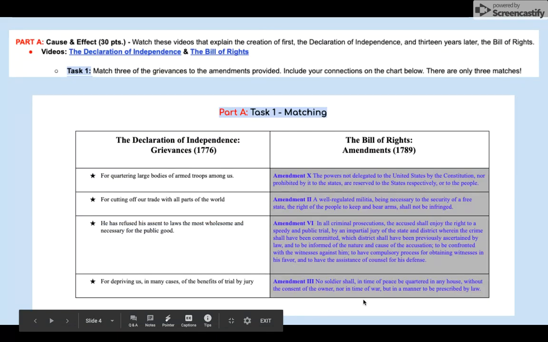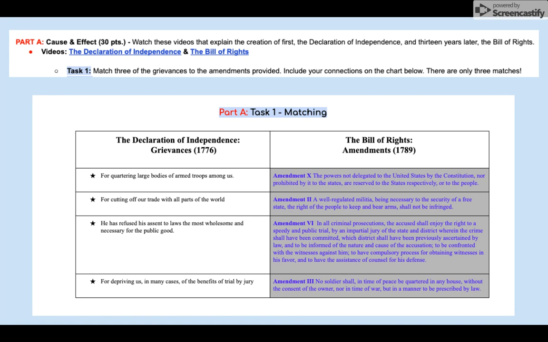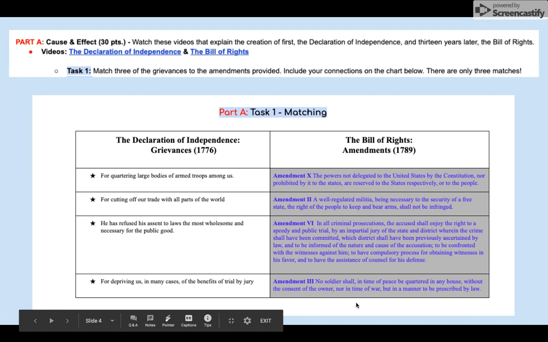So the first part of this assignment is looking at that cause and effect, really looking at these two documents and seeing how the Declaration of Independence is then related to the same ideas in the Bill of Rights. So there are two videos here. We see the Declaration of Independence video and the Bill of Rights video. They're relatively short, they're under 10 minutes, so watch those videos because they're going to give you a greater sense of the purpose of those documents and the historical background in terms of what led up to the creation of the Declaration of Independence.